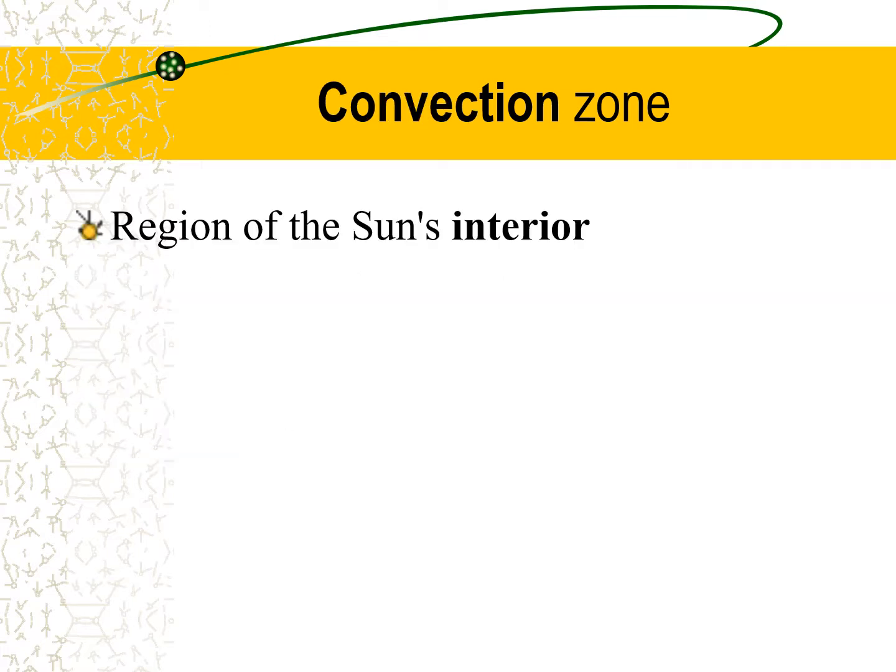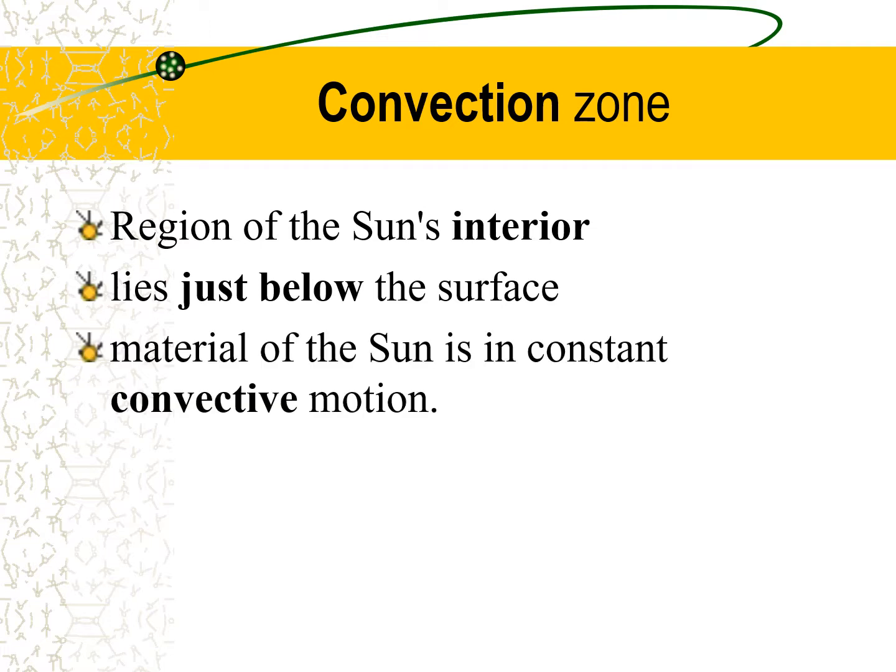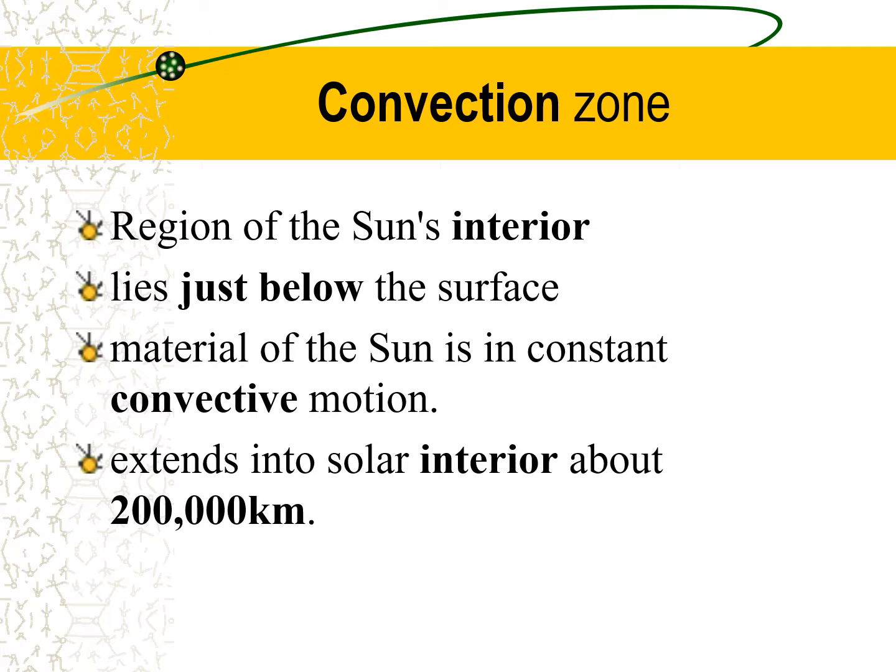Next, we have the convective zone. The convective zone is also the interior of the sun. It lies just below the surface, which is the photosphere. The material of the sun is in constant convective motion. As the gases that make up the outer part of the sun are exposed to the radiation from the radiative zone, they heat up. As they heat up, they rise. Once they get close to the surface, which is cooler, they release that energy, get cooled off, and then sink back down again. This region extends about 200,000 kilometers from the photosphere inward.